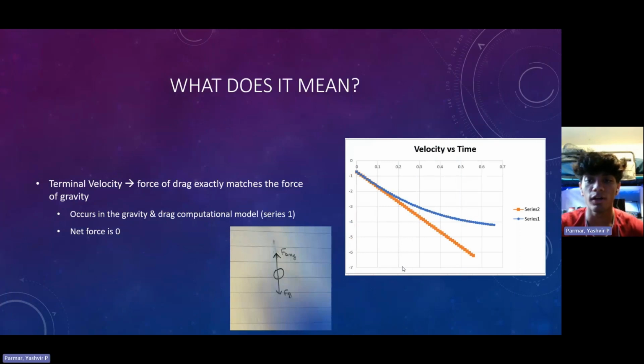What does it mean? In this case, we're talking about terminal velocity, which basically means the force of drag exactly matches the force of gravity. You can see here in this graph, the velocity versus time. Series 1 is the gravity versus drag model, where you can see terminal velocity as it flattens out. You can't see it in series 2 because it's a constant velocity, since there's only one force, the force of gravity. So series 1 is a much better model to use in determining terminal velocity. And based on the free body diagram of my object, the net force is going to be 0.